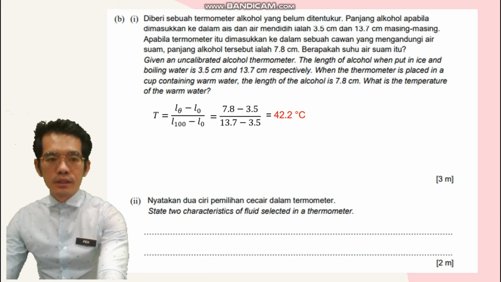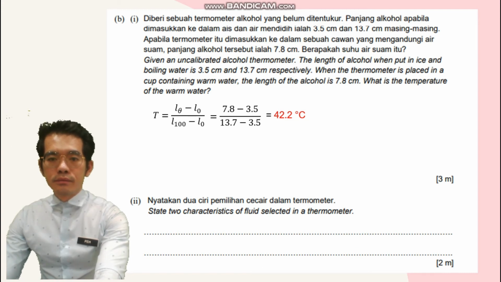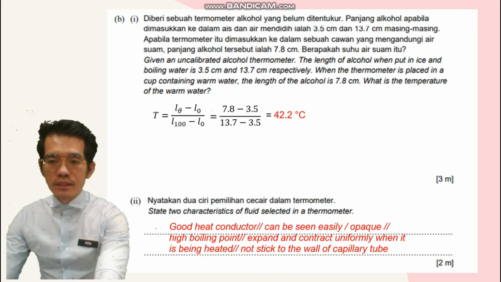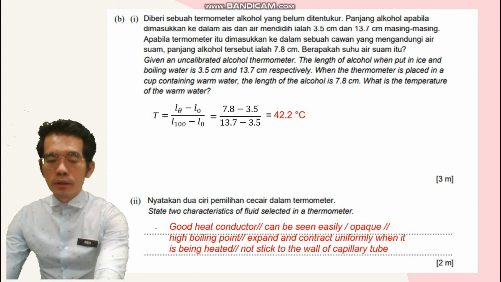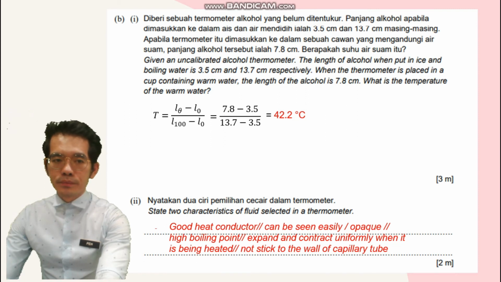Both also is a good heat conductor, opaque, so that we can see it easily, and others suitable characteristic also. Okay, so since these 2 marks, you have to choose 2 accepted answers. So as listed, there is good heat conductor, can be seen easily, opaque, high boiling point, expand and contract uniformly when it is being heated, not stick to the wall of capillary tube.